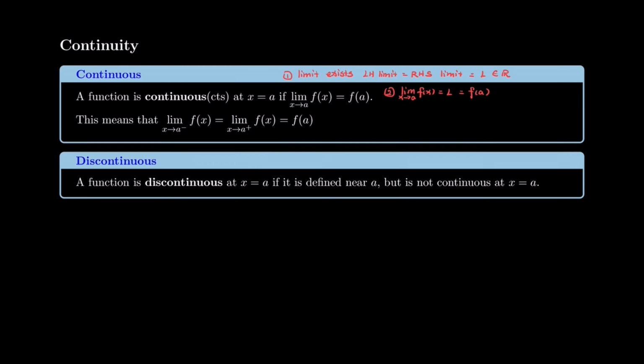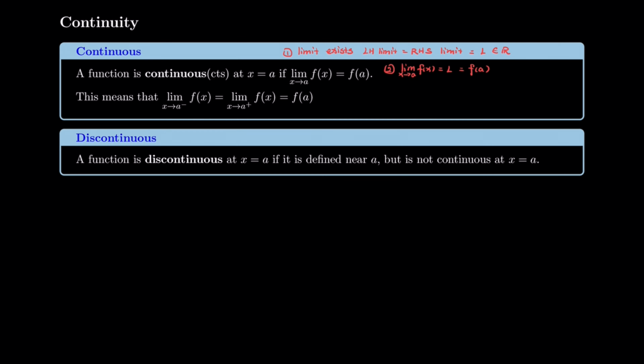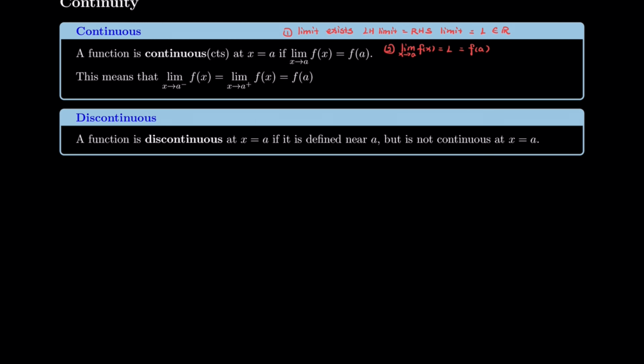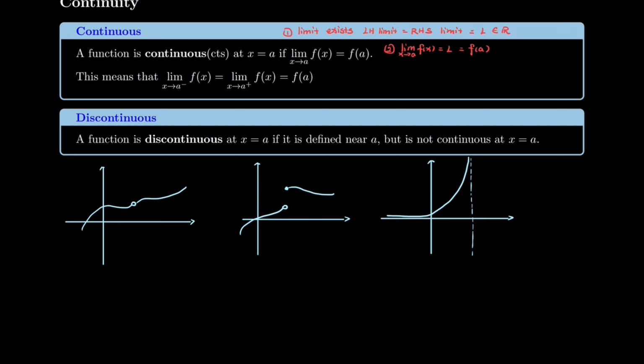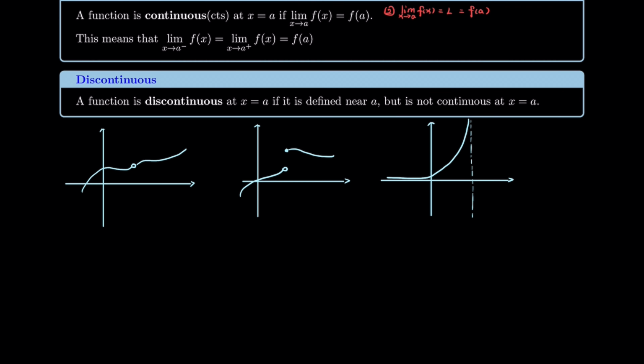If a function is not continuous at a certain point, then we call it discontinuous, and there are several types of discontinuity. In most of the courses, we only talk about the following three types. The first one is called removable discontinuity. The second type is called jump discontinuity. And the third type is called infinite discontinuity.